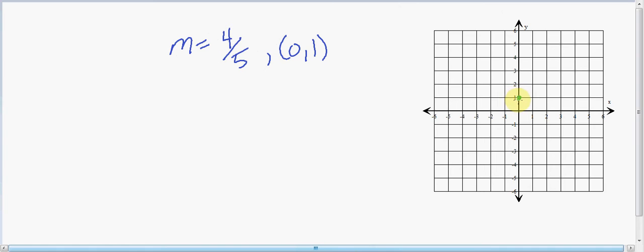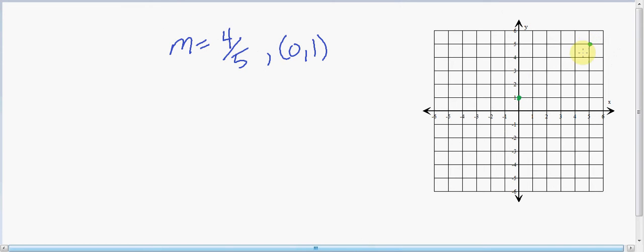From here I want to use the slope, and I want to do the rise over the run. So 4 up, 4 takes me up to 5, and then over 5, which would put me right here at 5, 5. That's my next point. Now I want to get 3 points. 2 points is sufficient. 3 points is more accurate.